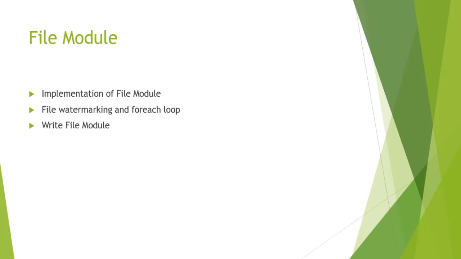Now the next module is the file module. In the file module, we'll understand what the use of the file module is and how we can implement it. Also, we'll see about file watermarking and what the use of watermarking in the file module is. We'll traverse one file using the for each loop, and then we'll use the file module to write something to the file.